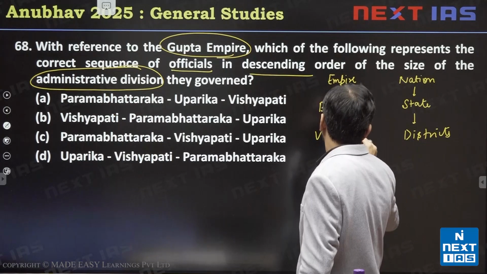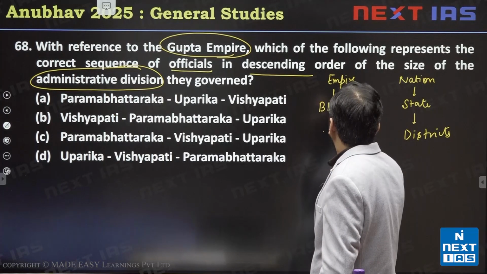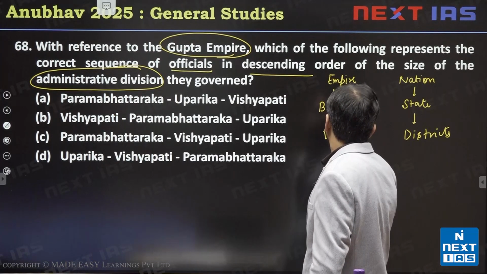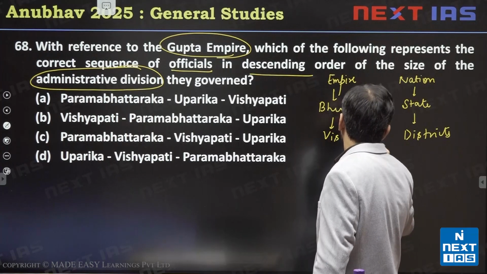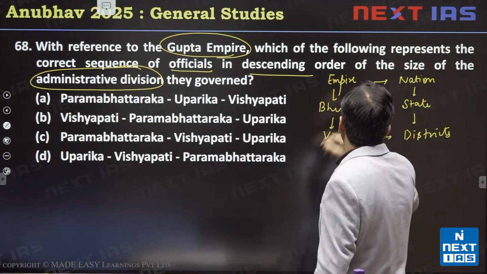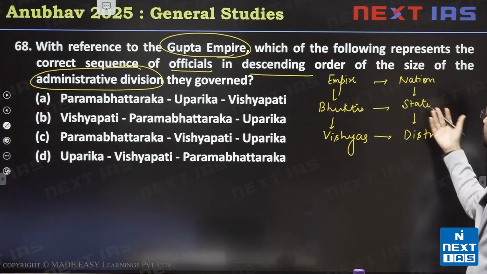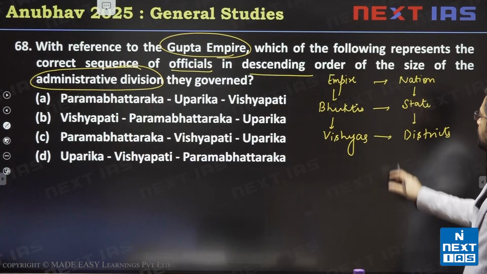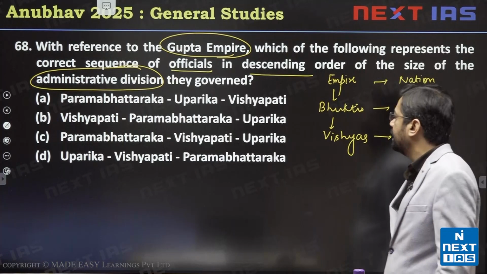Vishyas. These Bhuktis were divided into districts known as Vishyas. So the empire is like the nation, Bhuktis are like the provinces or states, and Vishyas are like districts.